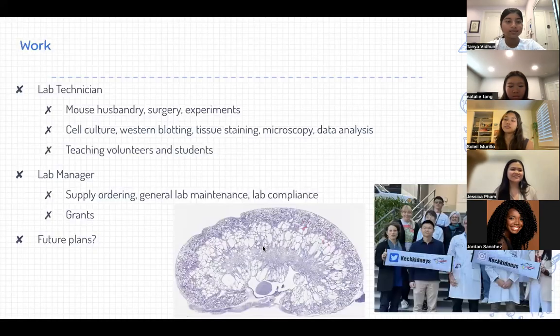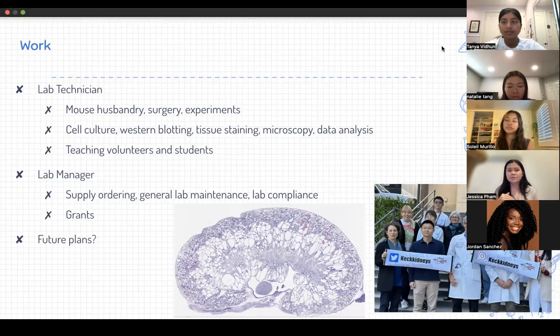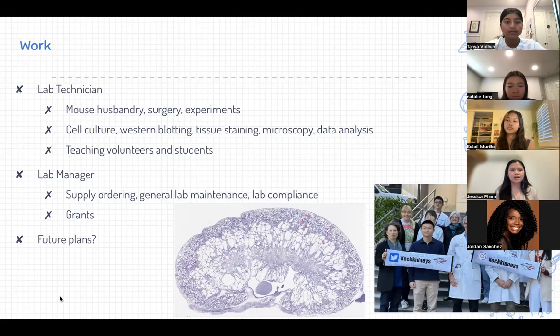Next slide. So now I'm currently working in research in a nephrology lab at the Keck School of Medicine. So I have two different jobs. I'm a lab technician. I love research, so it's good for me. And then I'm also a lab manager, so I oversee the day-to-day for the lab to make sure everything's running.